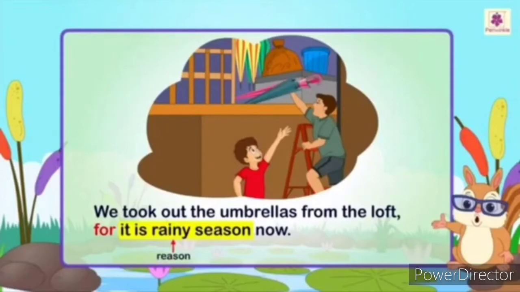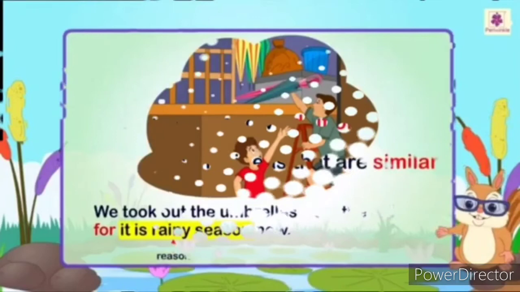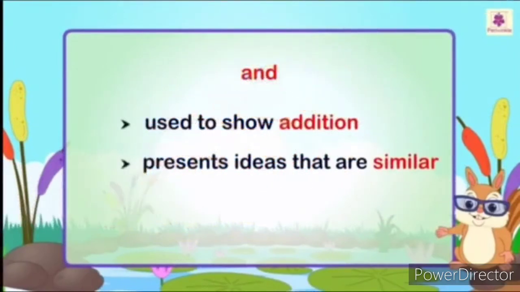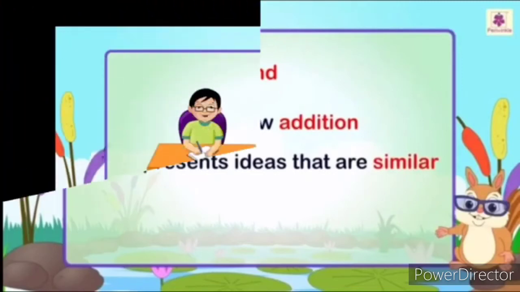Let's move on to the next coordinating conjunction, that is "and". Look at the picture here. "And" is used to show addition and presents ideas that are all similar, the same category. When we talk about the same category or things, we use "and". So it is used to show addition and presents ideas that are all similar.